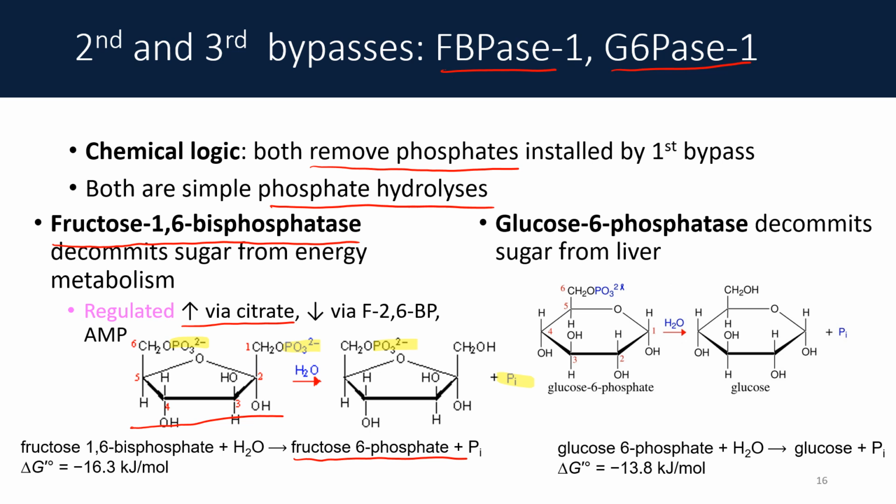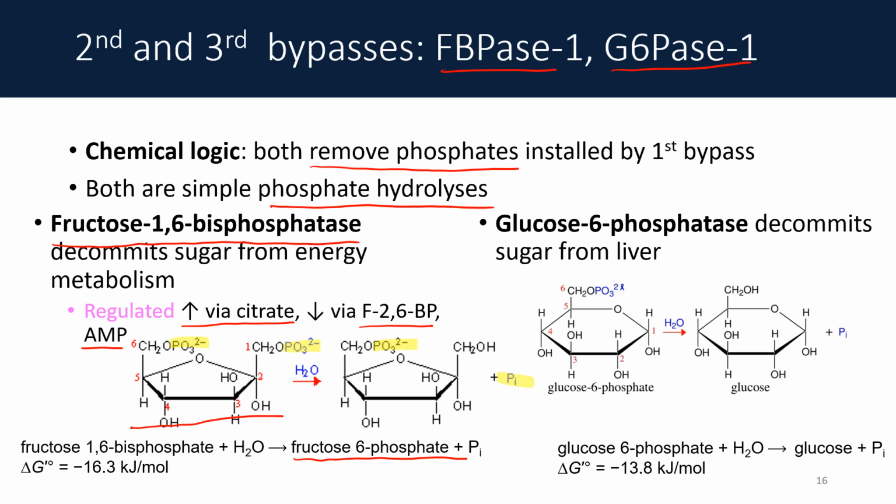Conversely, you may remember that F26BP and AMP were very potent activators of PFK. Here, for fructose 1,6-bisphosphatase, they're very potent deactivators. And that makes sense because when those two substrates accumulate, that means we have a very high need for ATP. Let's not waste it recreating glucose. Let's just burn it and try to get some more energy.